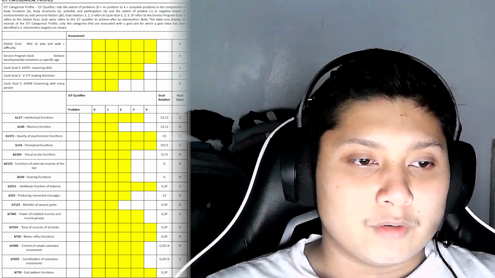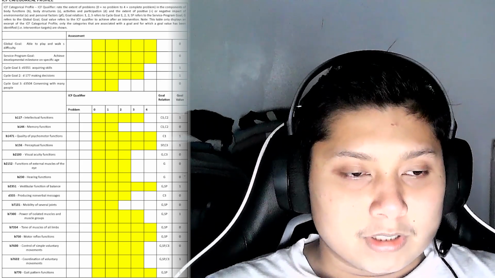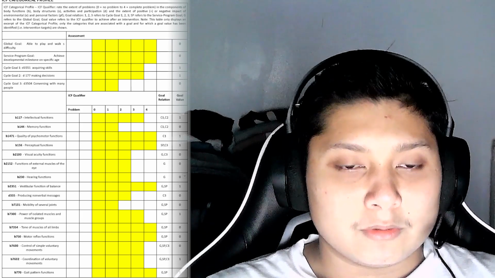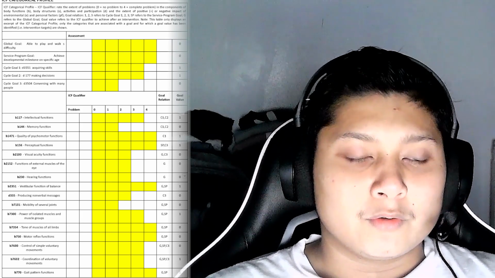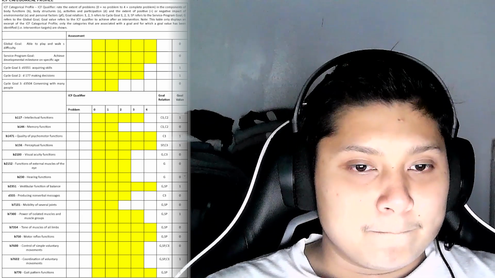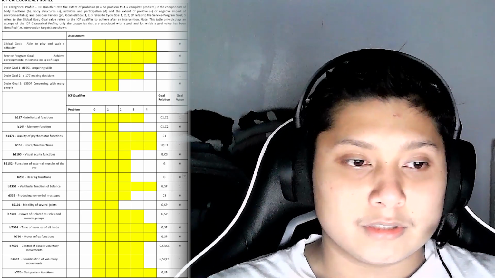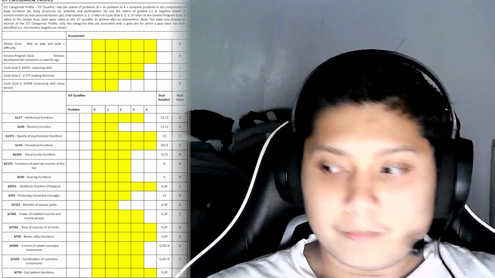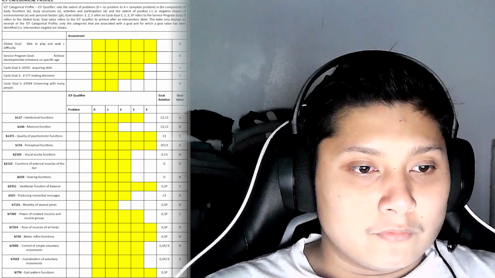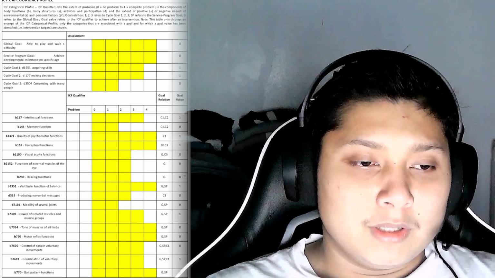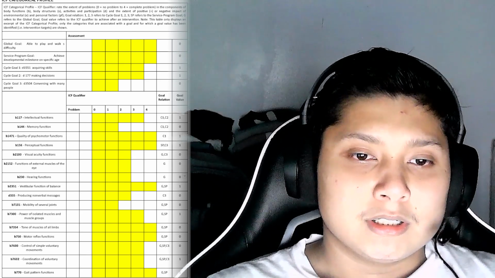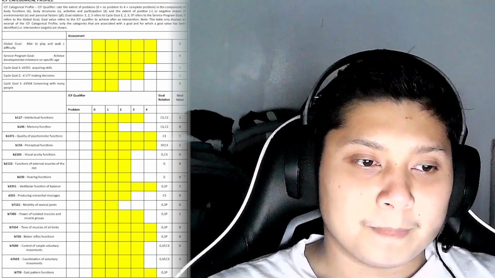So for the ICF qualifier, start off with B117, which is intellectual functions. It was graded as 3, goal value was 1. B144, memory function, graded as 1, goal was 0. B147, quality of psychomotor functions, graded as 4, goal was 1. B156, perceptual functions, graded as 4, goal was 1.